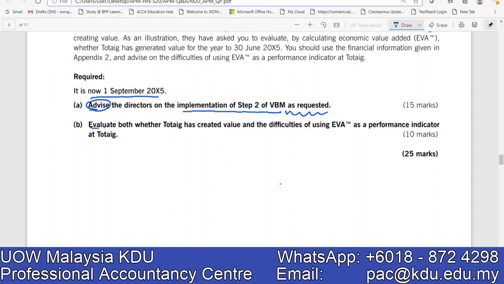Verb. Evaluate. I don't know about you, I think this is important. Both. Both means two lah. Two of what? I don't know. Let's go on.